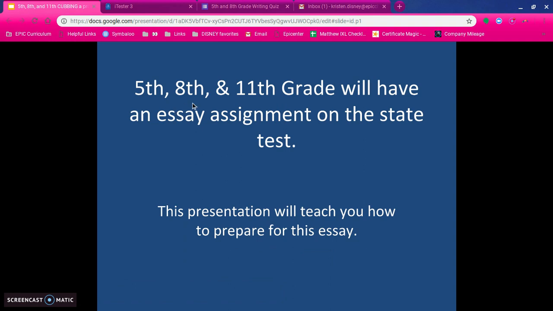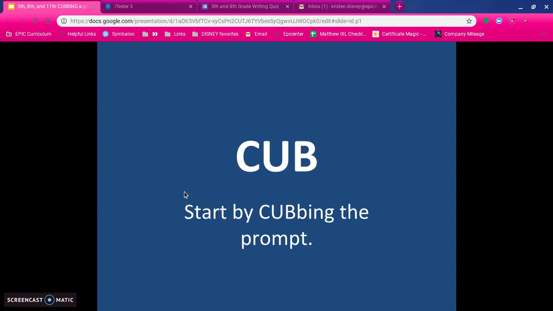Fifth and eighth graders will take a writing test after the multiple choice question test in the morning. 11th graders will take their writing test with their ACT. So that's a little bit different, but this presentation is going to show you how you can prepare for these essay tests. We're going to start by cubbing the prompt.